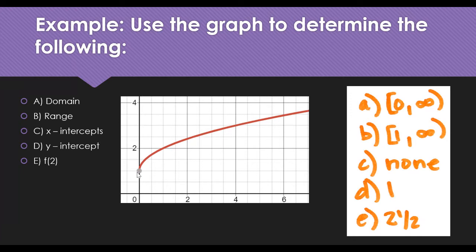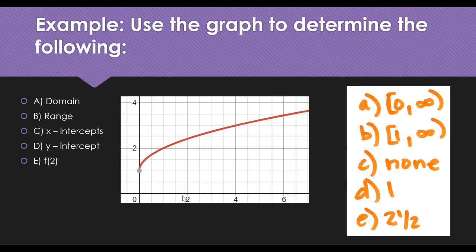Range, how far down does my graph go? Well, this is the furthest down it goes, which is where y is 1 with a bracket. And it goes up forever, which is infinity. X-intercepts, it never touches the x-axis, so there are none. Don't write 0 because that makes me think your x-intercept is 0. Y-intercept, it touches right here at 1.